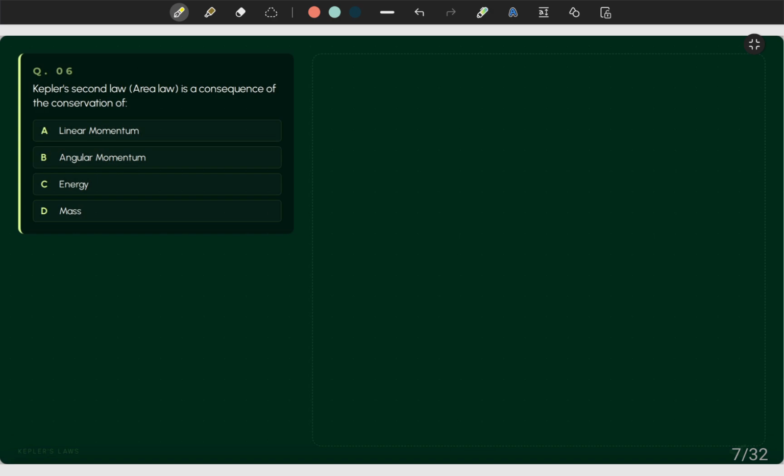Kepler's second law is a consequence of the conservation of linear momentum, angular momentum, energy and mass. So this is a conceptual question. Here, first let us show Kepler's second law. What it states is that if this is the sun and this is a planet revolving around the sun, and this is any planet, for example Earth.